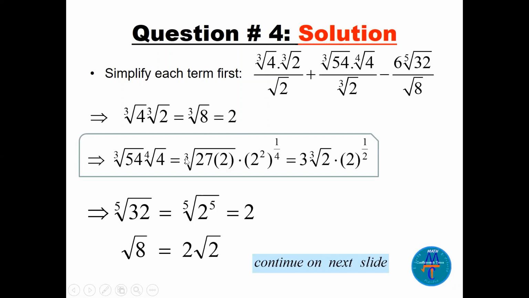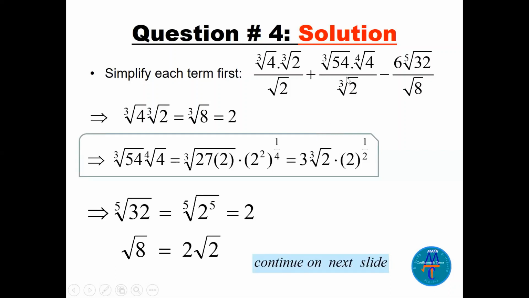Now see here, cube root of 54, 27 times 2. Because 27 is 3 cubed, and we have cube root, so 3 is out. And this is cube root of 2. Fourth root of 4, that's a little tricky here. Fourth root of 4 is 4, which is 2 squared to the power 1 over 4. So this is 3 out here from the cube root of 27, cube root of 2, and this is 2 power half.